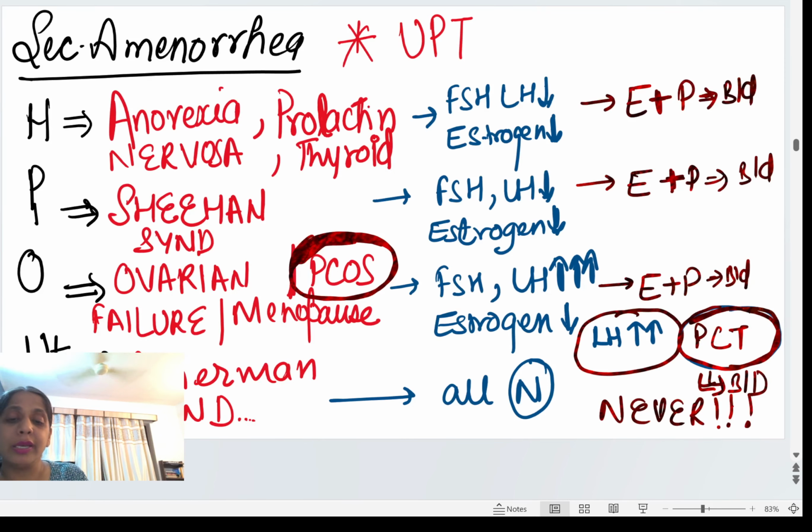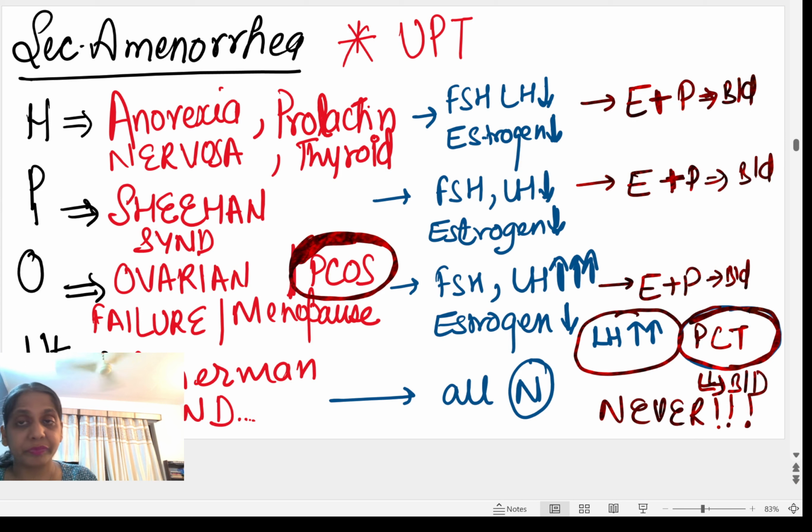Now let us study secondary amenorrhea. Again we will study in a similar way. What is happening in secondary amenorrhea? Once, in puberty, the girl has achieved menarche, but then it stopped.